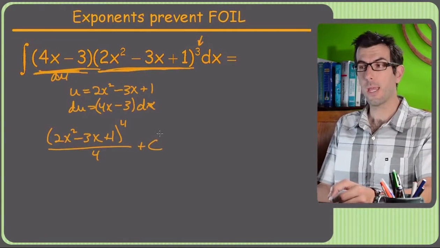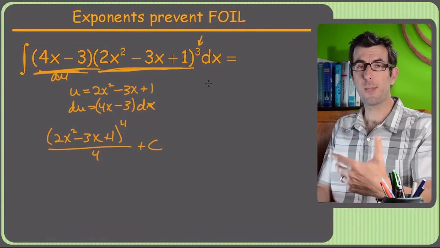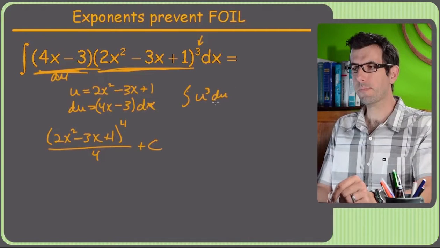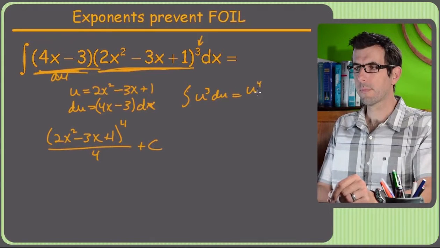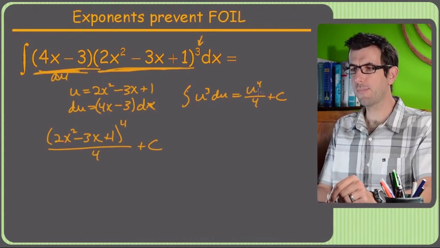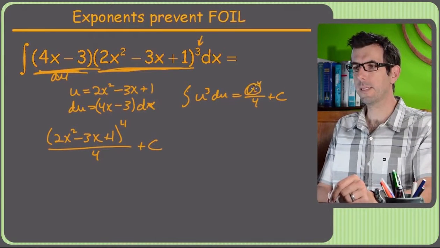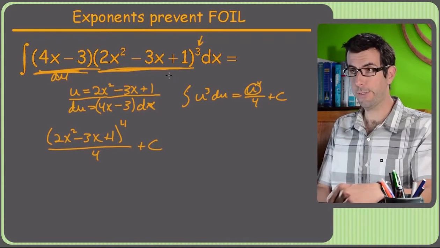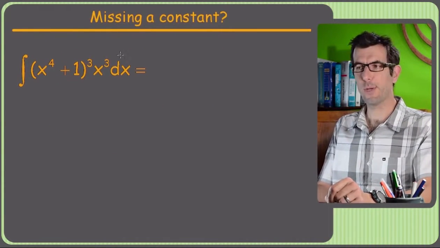plus c. And of course that intermediate step, if your teacher is making you do it the mathy way, would have been to rewrite the problem as u cubed du equals u to the 4th over 4 plus c. So we're just going to integrate it in terms of u, and then replace this u with what u equals right here. All right, not too shabby. These do get a little bit trickier.